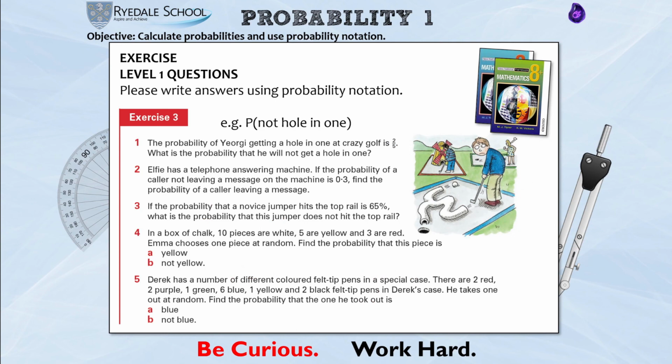So there are some questions for you to try. We've got the usual 3 levels, and do remember to write down some probability notation, not just a final answer as a fraction, decimal or percentage. So it makes a little bit more sense. You're trying to explain what that answer is.